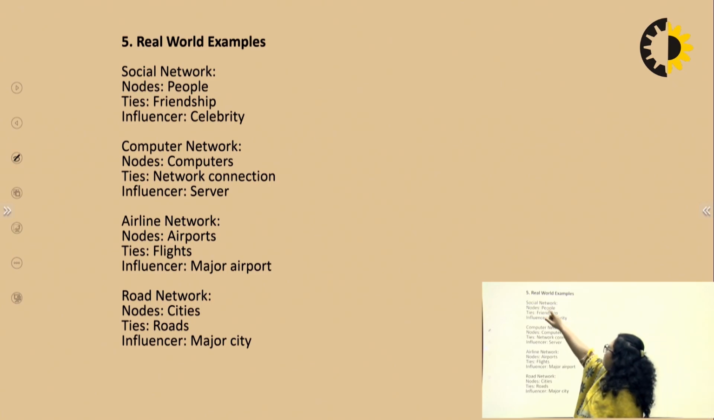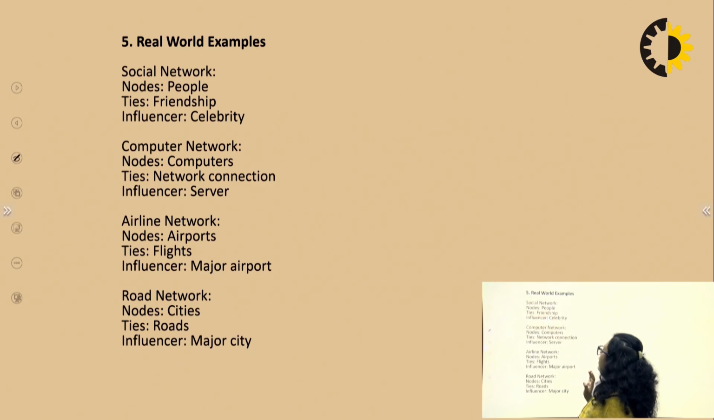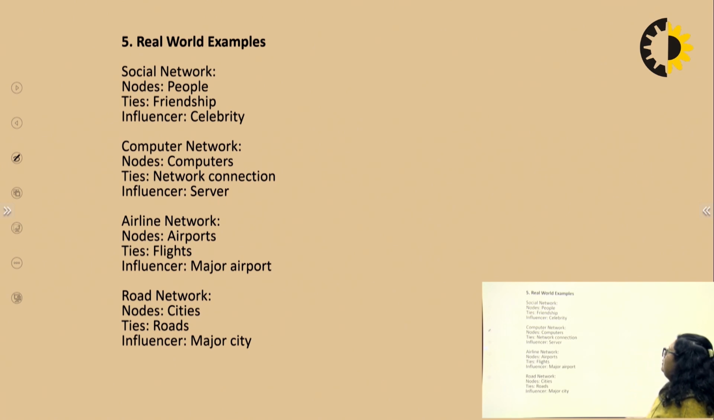So, real world examples of networks. In a social network, nodes are different people, ties are represented by edges, and influencers are represented by celebrities. For a computer network, nodes or vertices are computers, ties are represented by network connections, and influencers are represented by servers. In an airline network, nodes are airports, ties are represented by flights, and influencers are represented by major airports. In a road network, nodes are cities, ties are roads, and influencers are major cities.